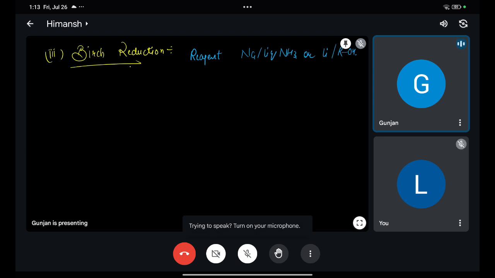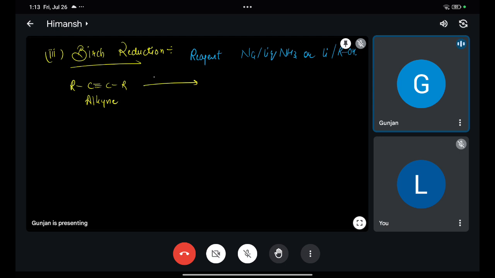Let's discuss Birch reduction. The reagent is Na in liquid ammonia, or lithium, with ROH, which is alcohol. What it actually does is we have an alkyne, sodium and liquid ammonia, and it will convert it to an alkene. But the alkene over here is trans. This is the trans alkene. Got it or no? Yes, ma'am, got it. So let's discuss the mechanism, why we are getting the trans.